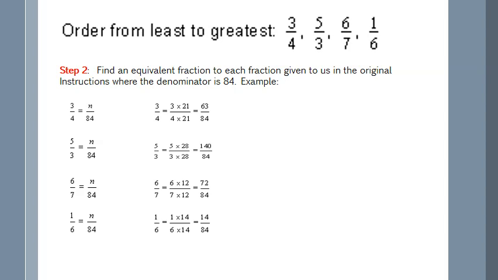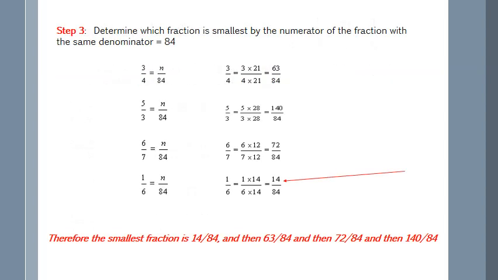So the step is determining which fraction is smallest by the numerator of the fraction with the same denominator, 84. Therefore, the smallest fraction is 14 over 84, and then 63 over 84, and then 72 over 84, and then 140 over 84. 140 over 84 being the greatest of them all.